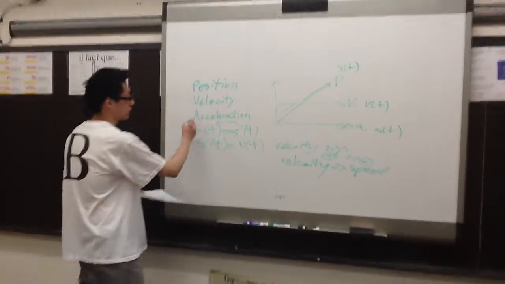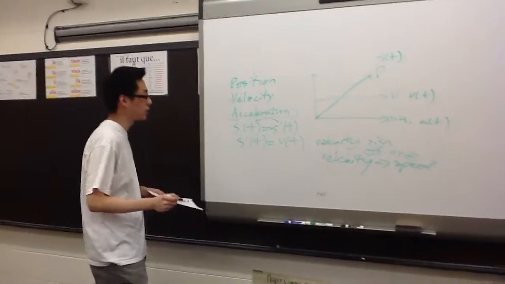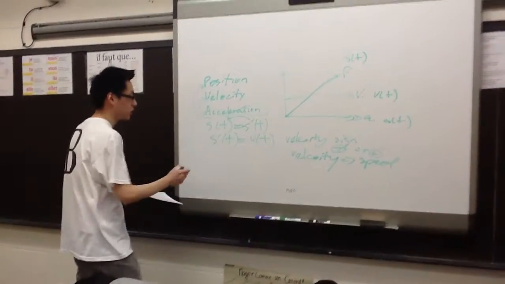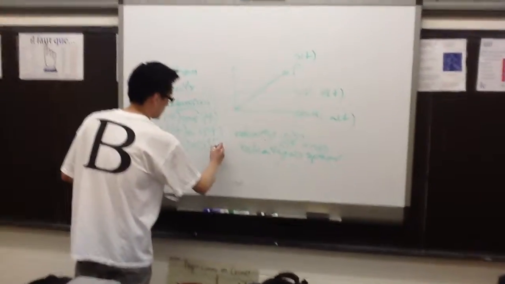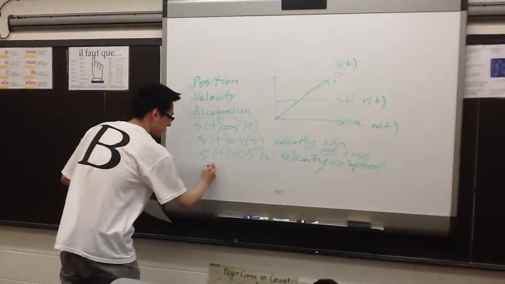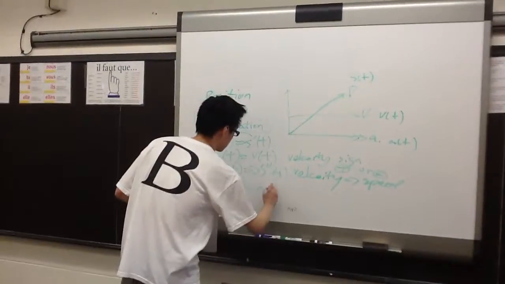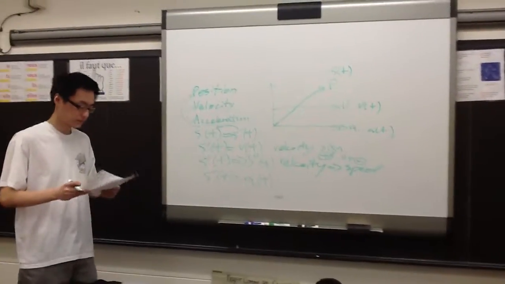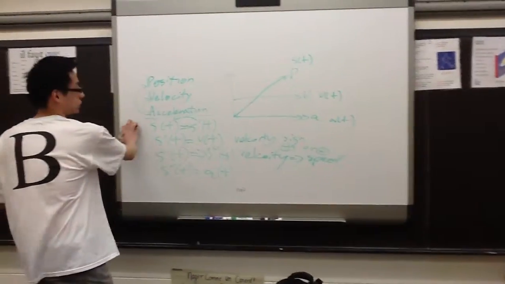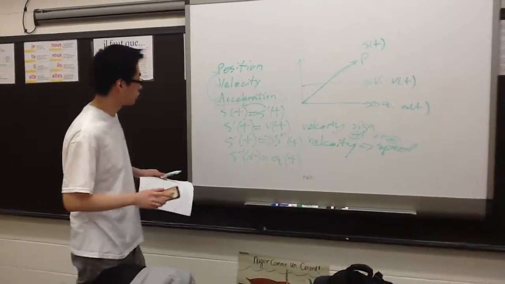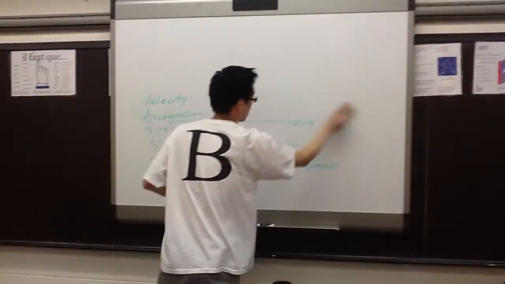Okay, let's talk about the acceleration, right? Acceleration is the derivative of the velocity. So it's the second derivative of the position. So the second derivative of s with respect to t is equal to acceleration a(t). Okay, this is the problem, right? Generally we want to know the relationship between these three. So next we will do some work.